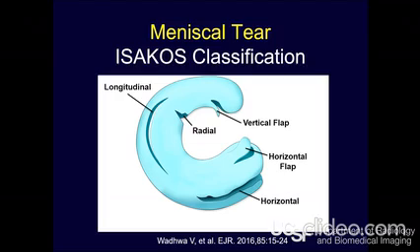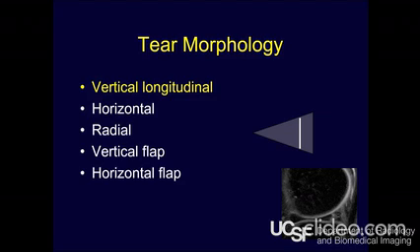One is the vertical flap that looks like a parrot beak from above, and that's quite unstable. It's like a radial longitudinal tear from the free edge. And then finally, this horizontal flap tear that comes off the meniscus. It's still attached, but it goes down one way or the other on the side of the knee and the tibia, up or down. And they can be very painful, and they need to be fixed too.